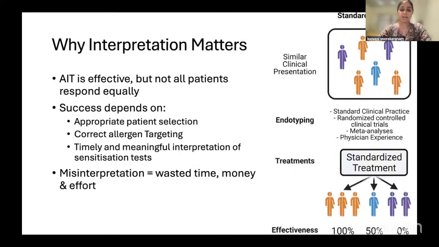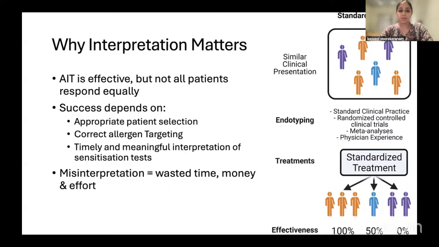So why does interpretation of allergen-specific immunotherapy matter? We all know that allergen-specific immunotherapy is effective, but not all patients respond equally. Even though patients present with similar conditions and we give standardized immunotherapy, the effectiveness generally differs from person to person. So tailor-made immunotherapies are actually needed in the current era to achieve the maximum effectiveness of allergen-specific immunotherapy.